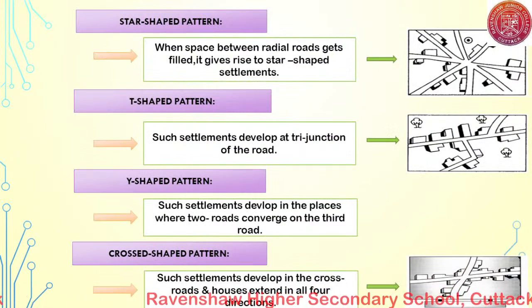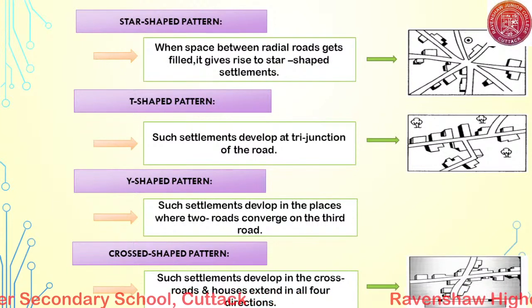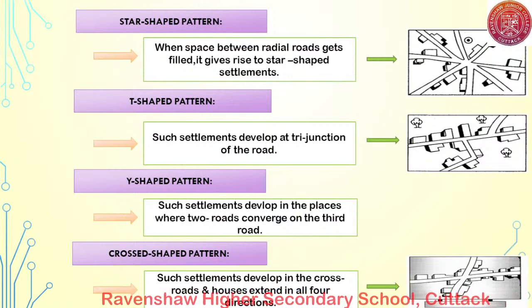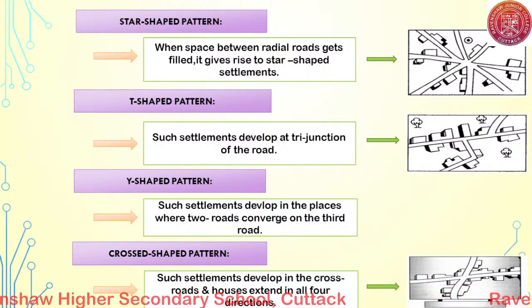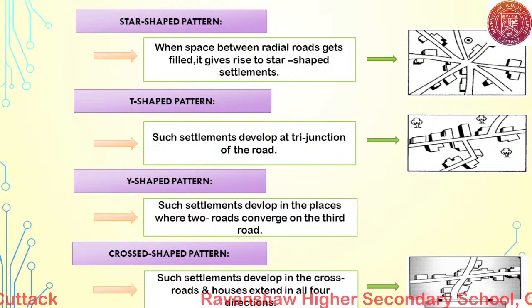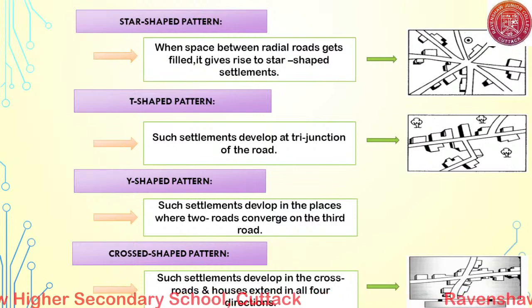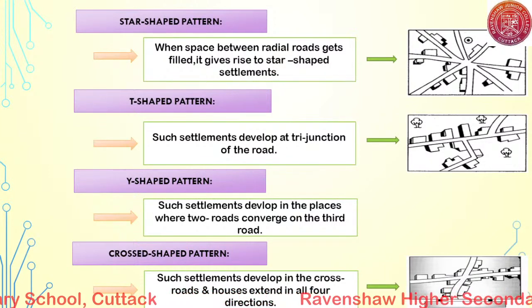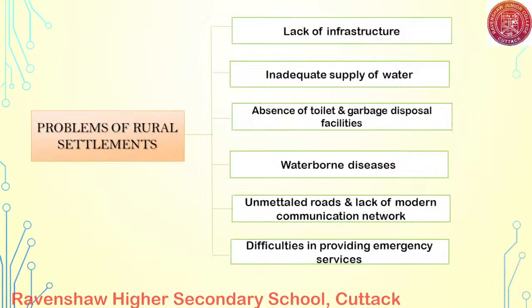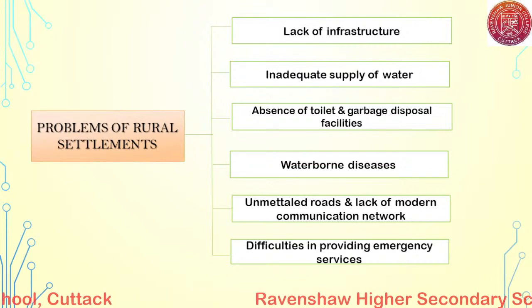In case of a star-shaped pattern, the space between the rural roads gets filled and it gives rise to star-shaped settlements. In case of a T-shaped pattern, settlement developed at a tri-junction of the road. In case of a Y-shaped pattern, the settlements develop in places where two roads converge on the third road. And in case of a cross-shaped pattern, the settlements developed in the crossroads and houses extend in all the four directions. This is about the different patterns of rural settlements which are on the basis of shapes.